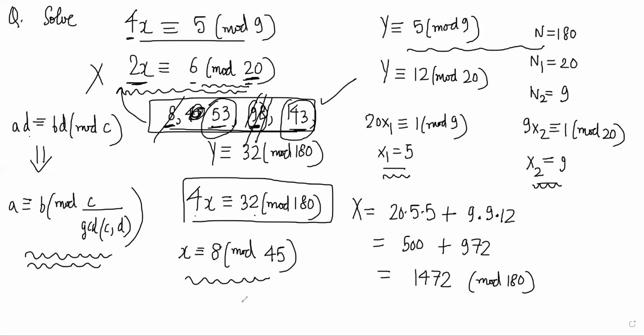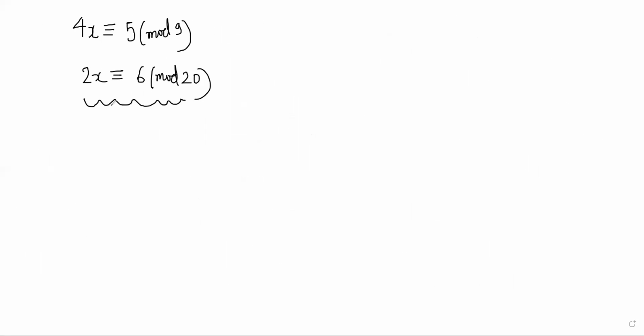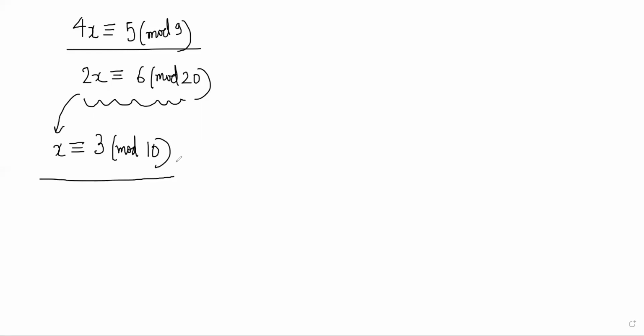The other way that I was going to do was this. If 4x is 5 mod 9 and 2x is 6 mod 20, right? First of all, I want to remove the 2 and the 4 from here. If I want to remove 2 here, divide by 2, x is congruent to 3 mod 10, because 20 divided by GCD of 2 and 20, which is 2. So x is congruent to 3 mod 10 is one equation.